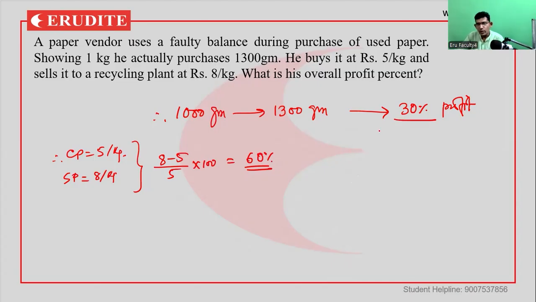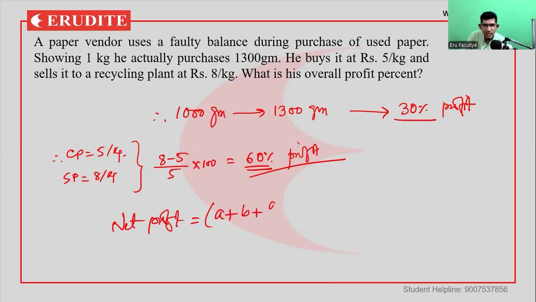So with respect to weightage, he is making 30% profit, and with respect to price, he is making 60% profit. So what would be his net profit? For net profit, what will we do? We'll apply the same concept that we have done for successive increase, that is A plus B plus AB by 100%. Same thing.